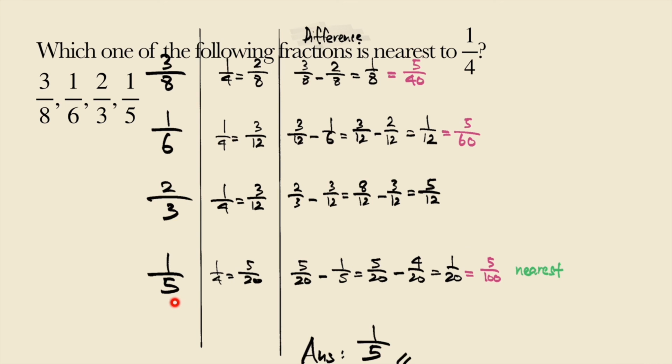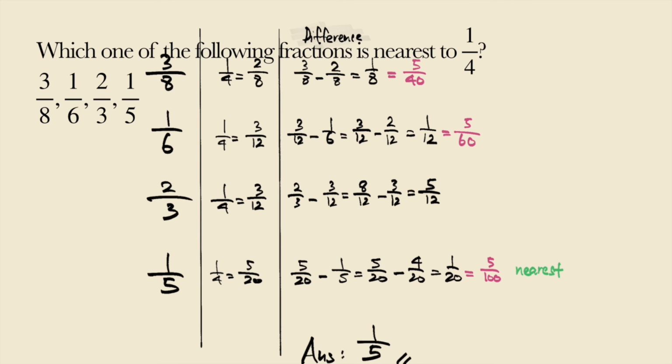1/5, we're going to compare it to 1/4. The difference being, right, it's 5/20 compared to 4/20. So that's 1/20. All right, which one is closest? Let's take a look. Which one is the smallest over here? So 1/8 compared to 1/12 compared to, oh my goodness, 5/12, 1/20.